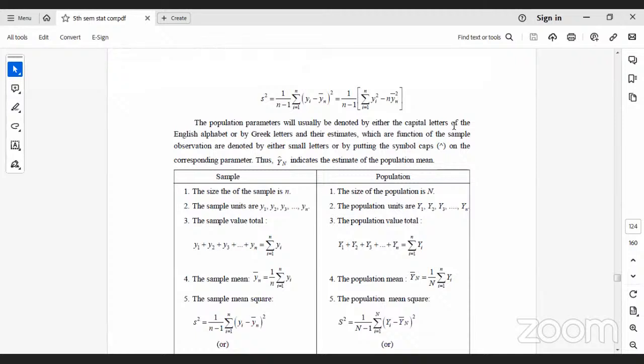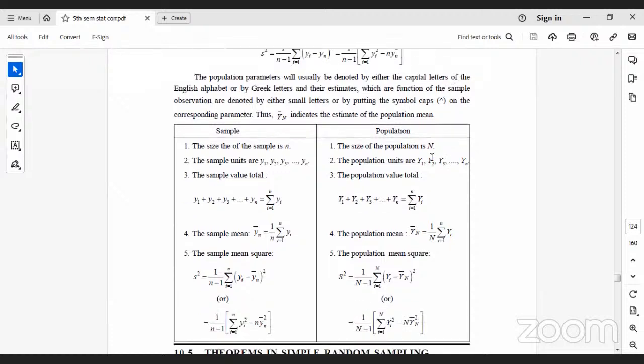The population parameters are denoted by either capital letters of the English alphabet or Greek letters, and their estimates, which are functions of the sample observations, are denoted by either small letters or by putting the symbol cap on the corresponding parameter. Thus, Y bar N cap indicates the estimate of the population mean. So see here, sample mean and population mean. They will ask for distinguishing between sample mean and population mean.